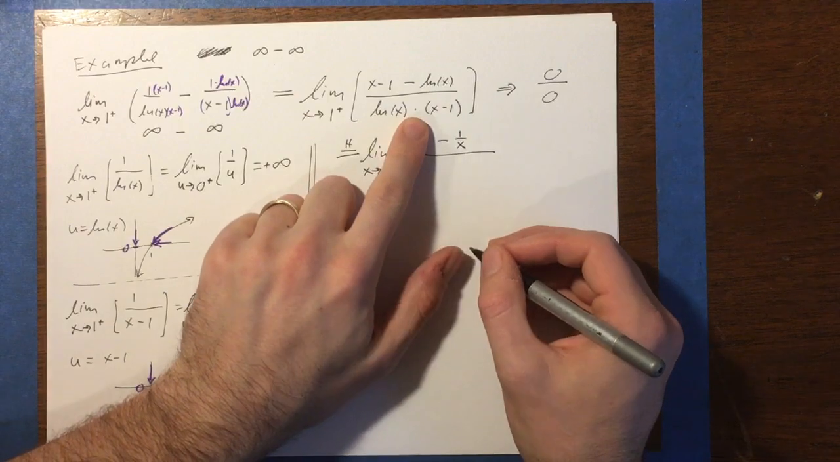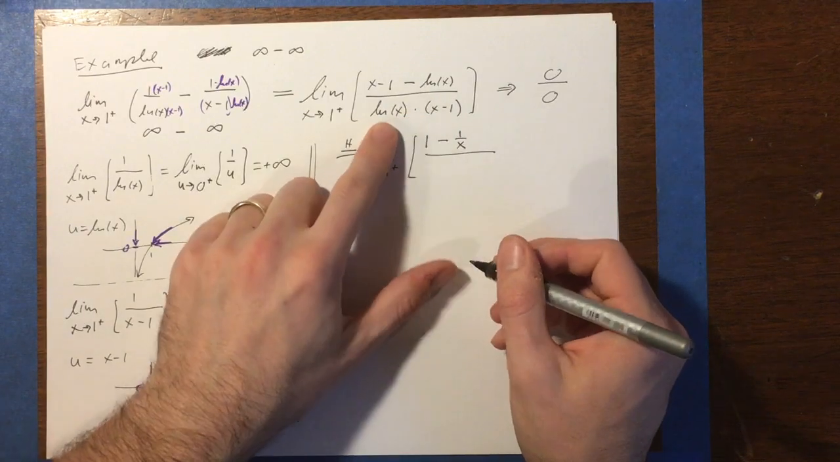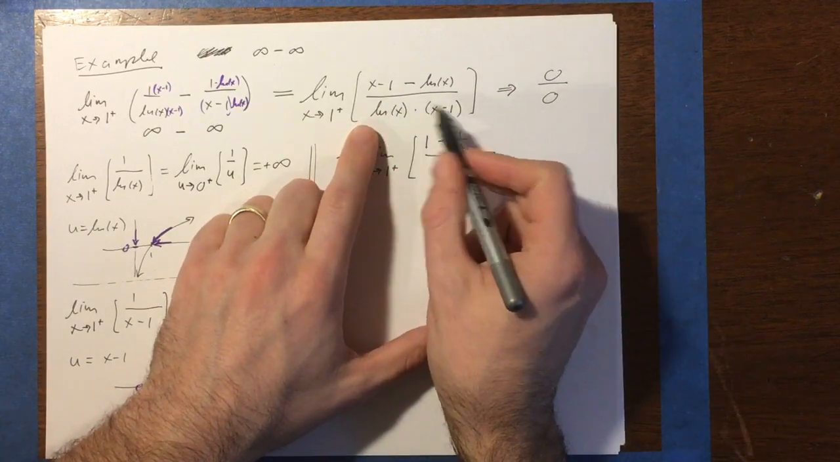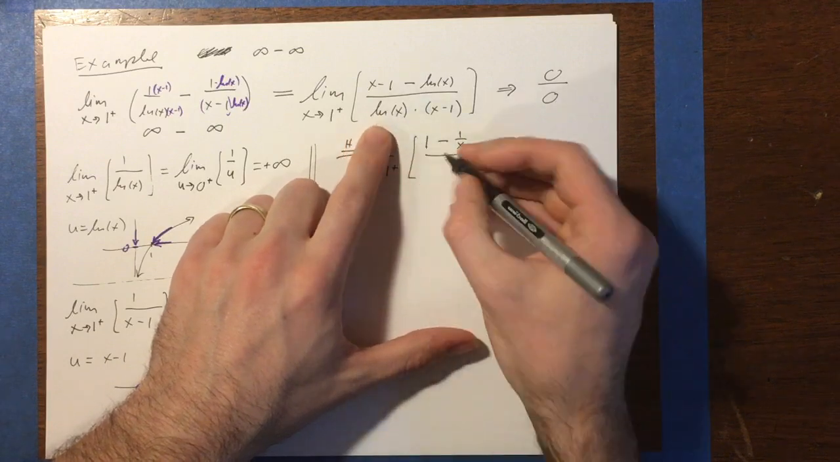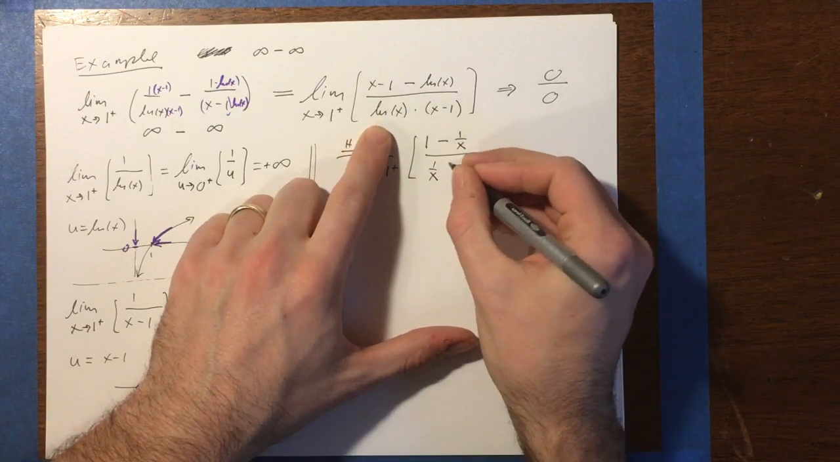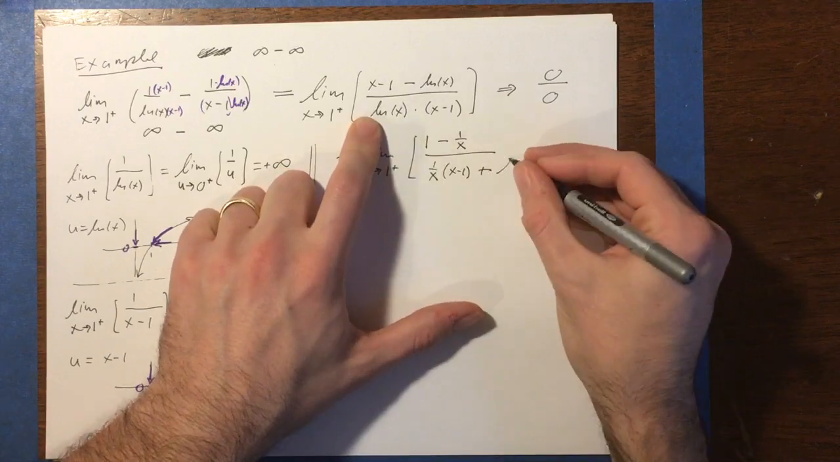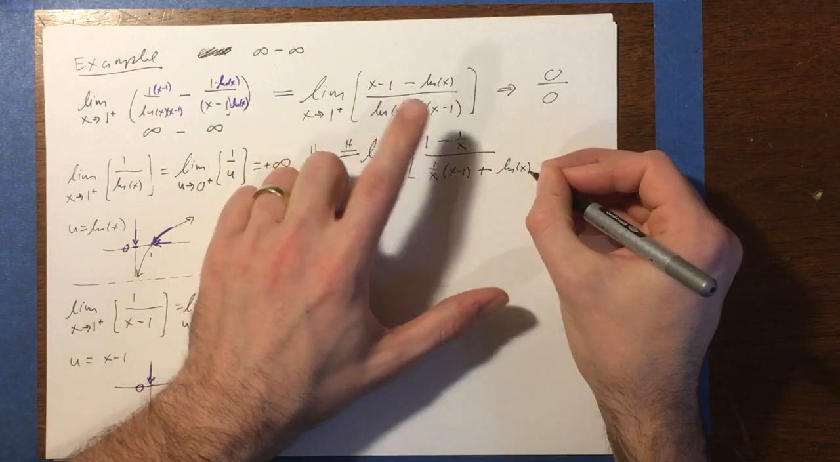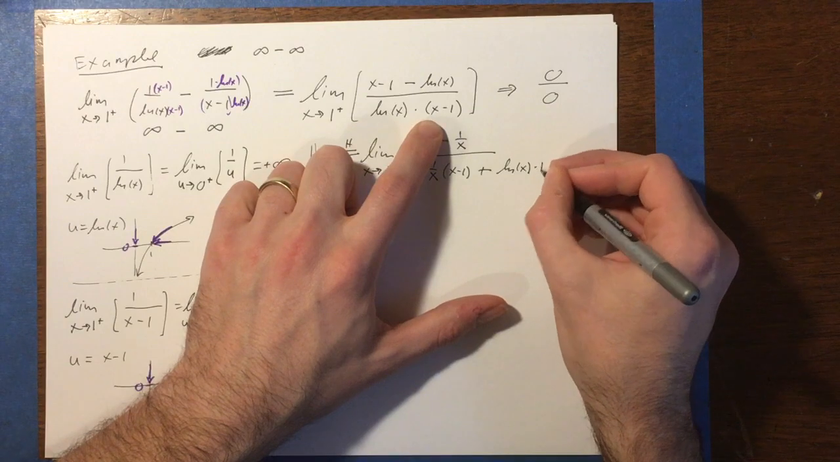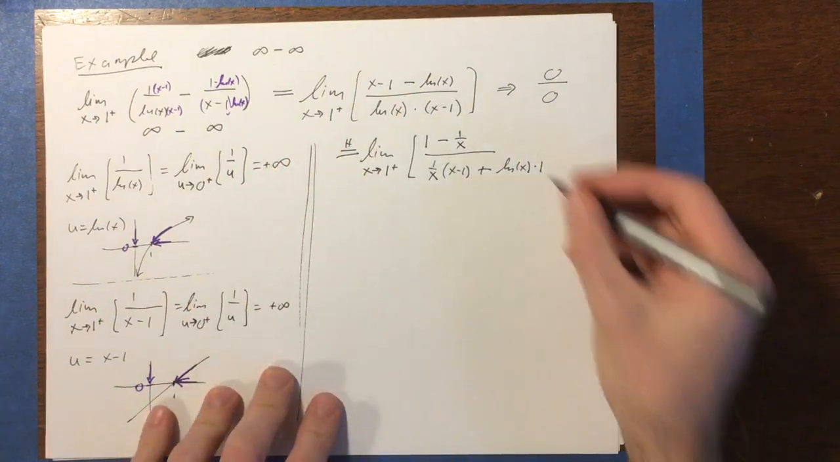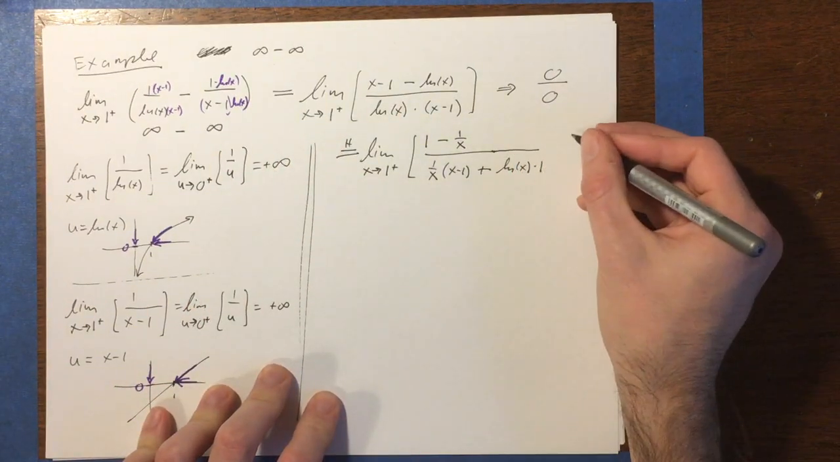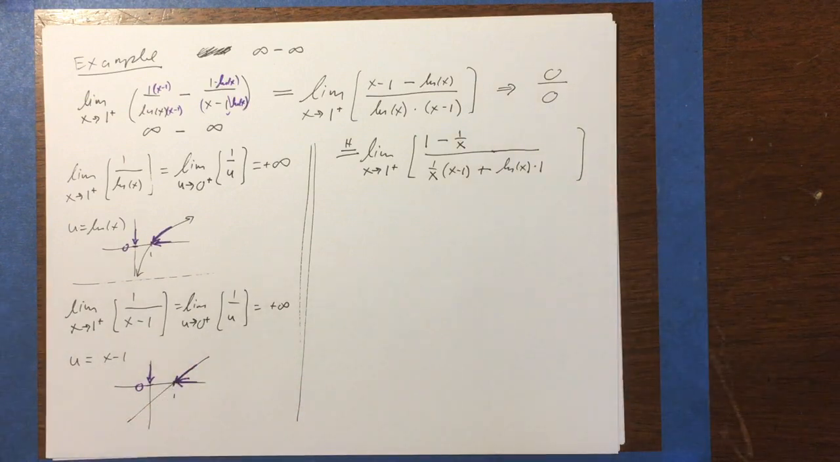we have to use the product rule to take the derivative of the denominator, right? To get the derivative of the denominator, we need the product rule. This is going to be the derivative of the first function, 1 over x, times the second function, x minus 1, and then plus the first function, natural log of x, times the derivative of the second function, which is 1. So there we go. That's our denominator. So that is by L'Hopital's rule, okay?